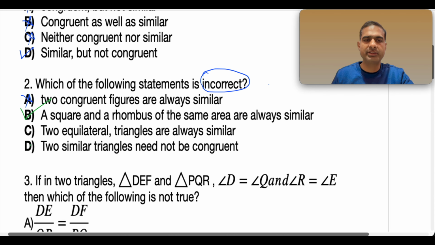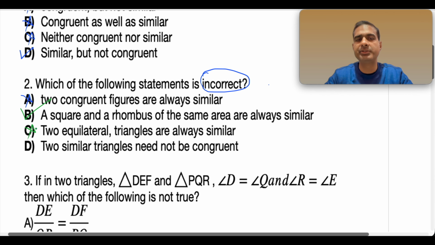Now let's see options C and D also. Let's discuss them because right now we are learning, we are not in the exam phase. If in the exam we find that option B is incorrect, we will move to the next question. Option C says two equilateral triangles are always similar. We know in equilateral triangles all the angles are 60 degrees. So in two equilateral triangles, all the angles will be equal, so they will be similar. So this is not incorrect, this is correct. And option D, two similar triangles need not be congruent. So we know in similarity what is necessary?